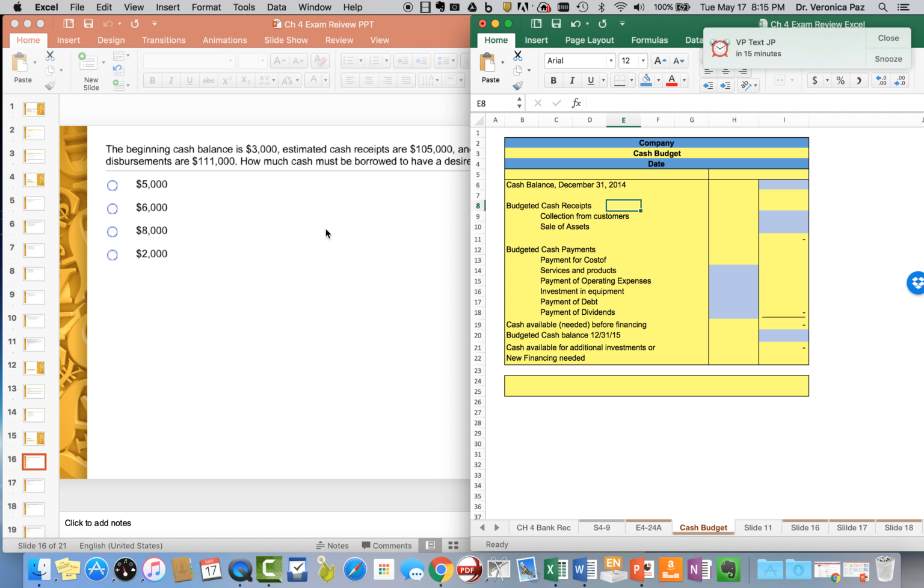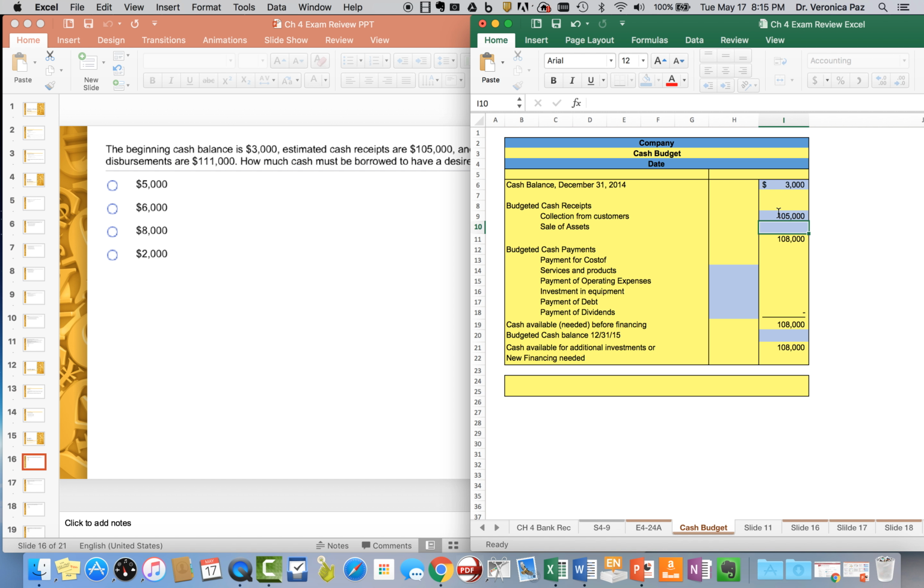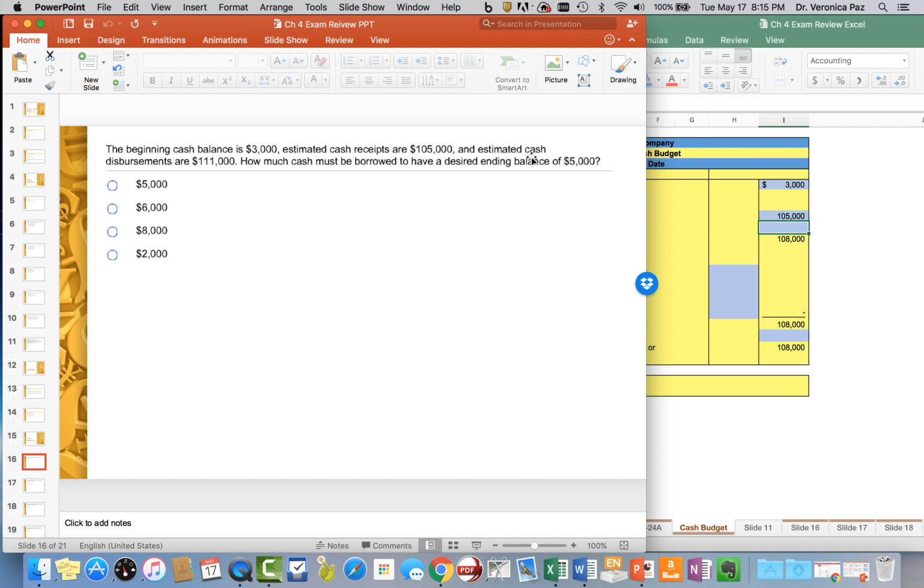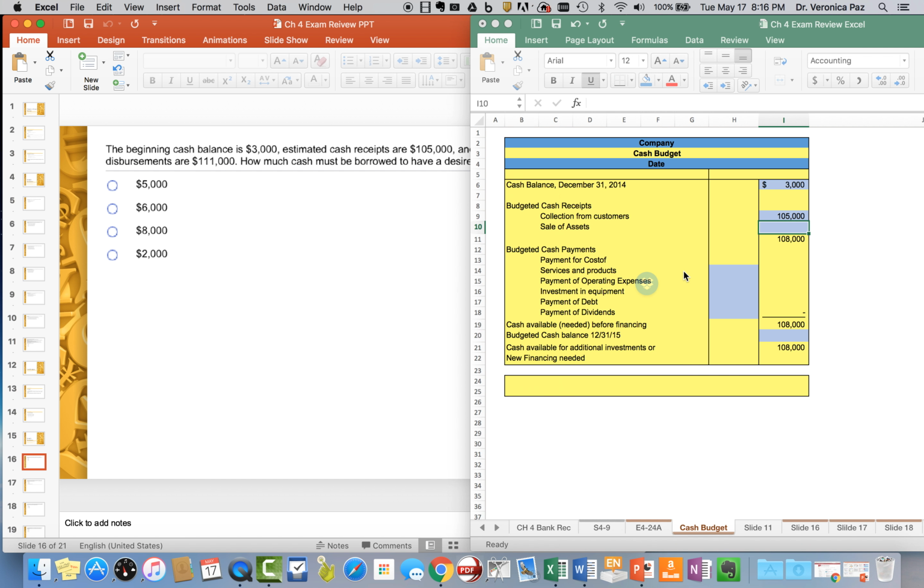So now let's take the information on here and put it into our Excel so that we can make sure that we're getting the correct answer. It says the beginning balance of cash is $3,000. So let's enter that amount right here. Then it tells us that our estimated cash receipts are $105,000. So we know we need to enter that right here. Then it tells us our estimated cash disbursements are $111,000. So let's enter our $111,000 right here.